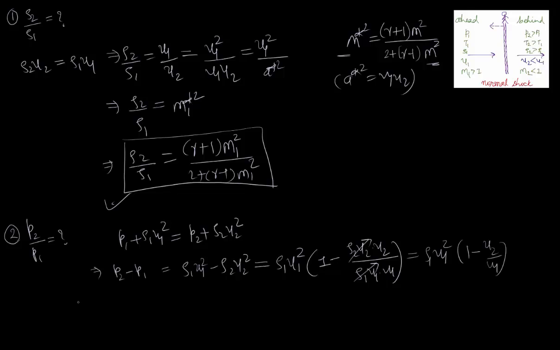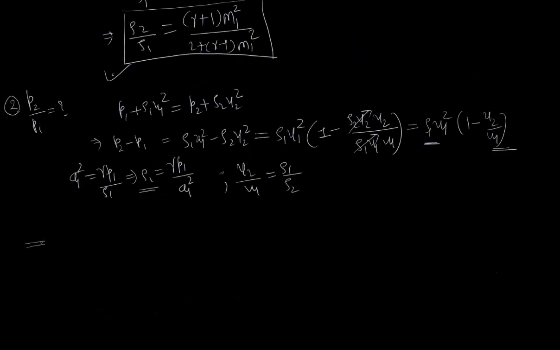Now we know that A1 square equals gamma P1 by rho 1. This implies rho 1 equals gamma P1 by A1 square. And also U2 by U1 equals rho 1 by rho 2, and this relation we have written down from the continuity equation. Put rho 1 equals gamma P1 by A1 square in this equation and U2 by U1 in this equation.